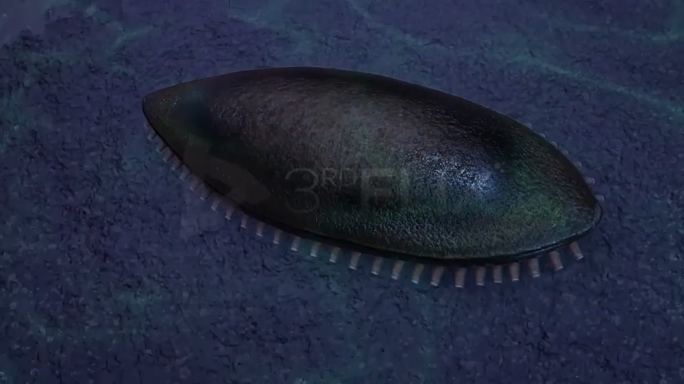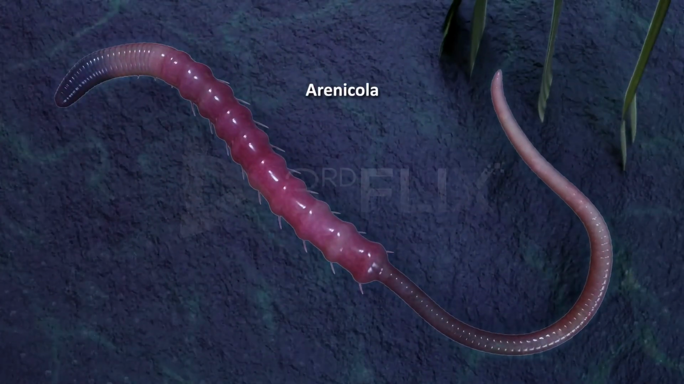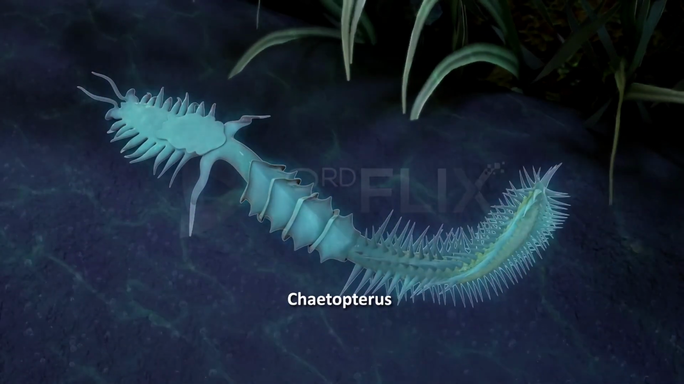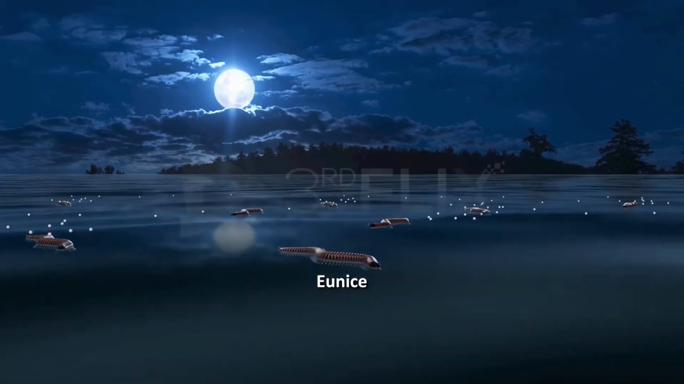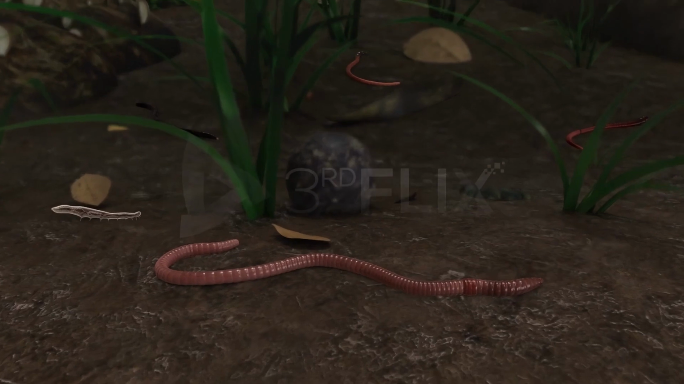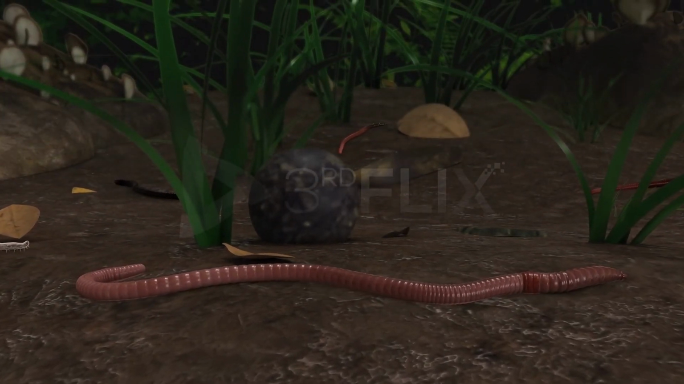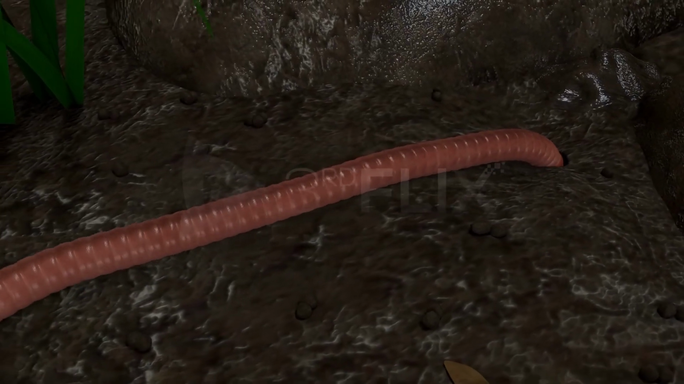Other examples are Aphrodite, the sea mouse, Arenicola, the lugworm, Chaetopterus, the paddleworm which exhibits bioluminescence, and Eunice, the palolo worm which exhibits lunar periodicity. Class 2 Oligochaeta. This class includes the earthworms. These are burrowing forms found in moist soil.